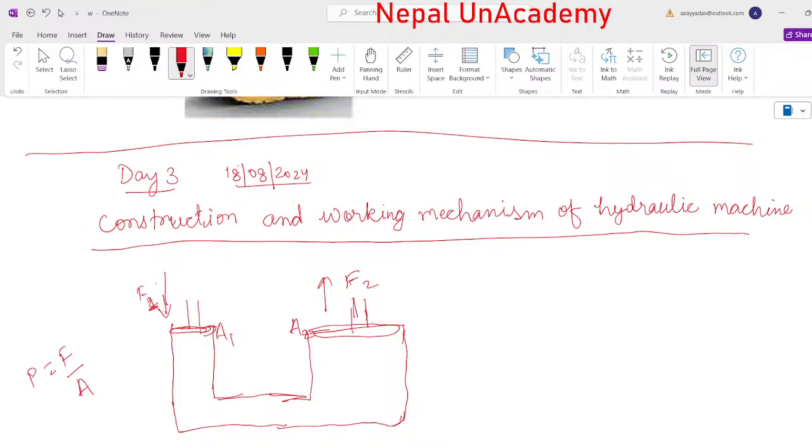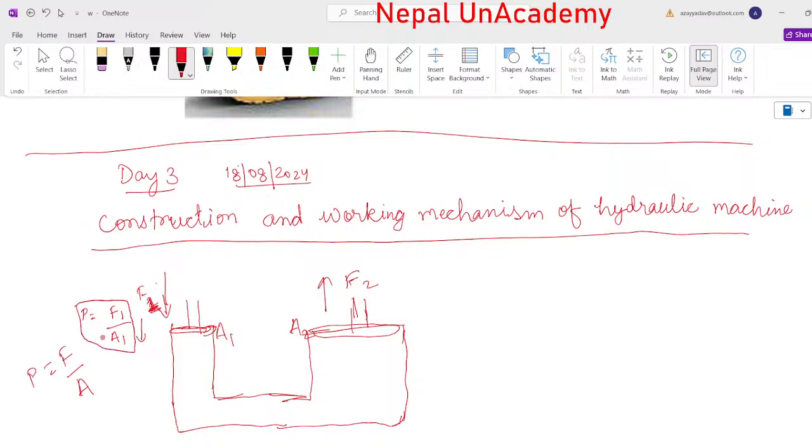So what will be the pressures in each of the pistons? So this will be in the downward direction. So what will be the pressure? Pressure is force per unit area. So force is F1 and area is A1, the cross-sectional area is A1.